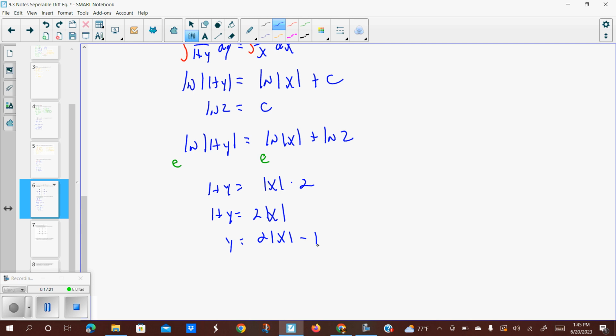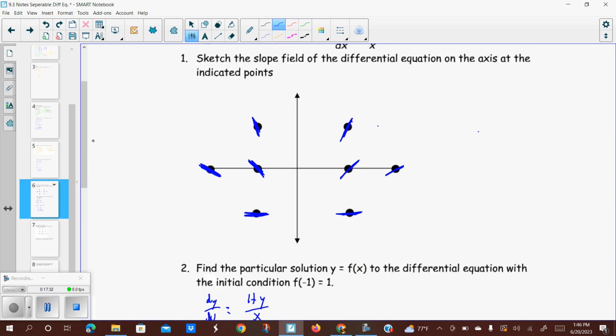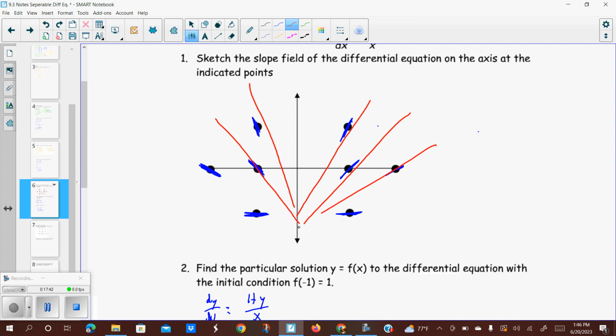Now let me show you why this works. So this equation that we got here is an absolute value equation. And if you come back up here to our slope field and you look at it, while I'm going to erase all this stuff, you can see that each one of these things is an absolute value equation. Okay, now they should all be hitting right here. Those are all equations of absolute value. So this is the correct equation. We've got absolute value equations for all of these.